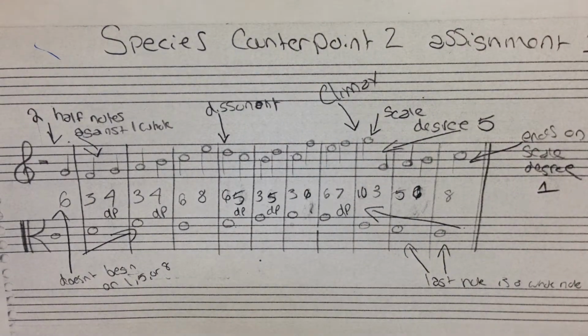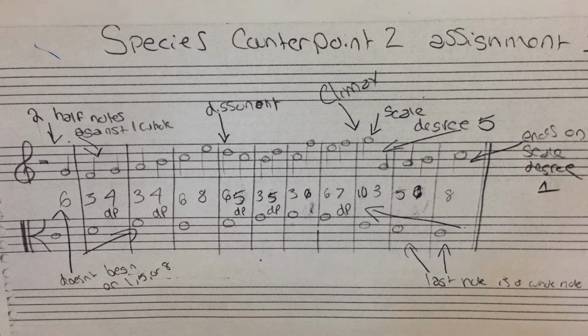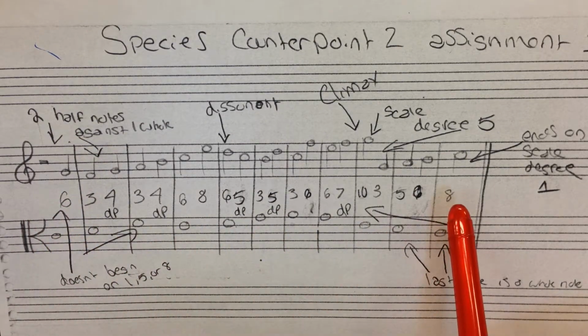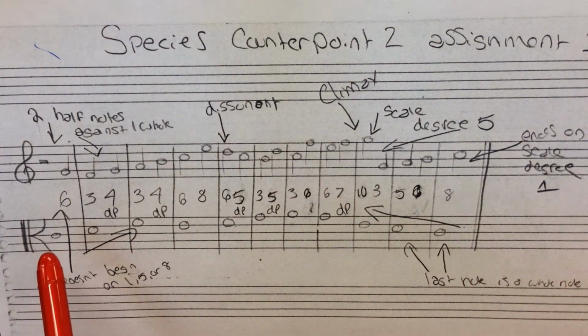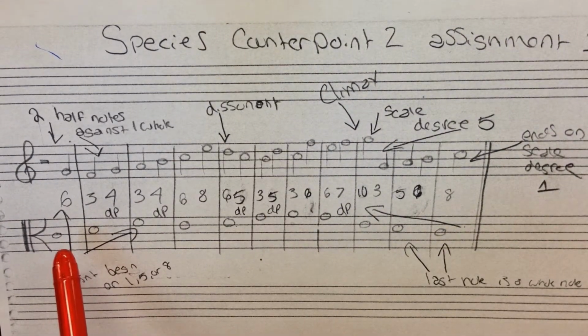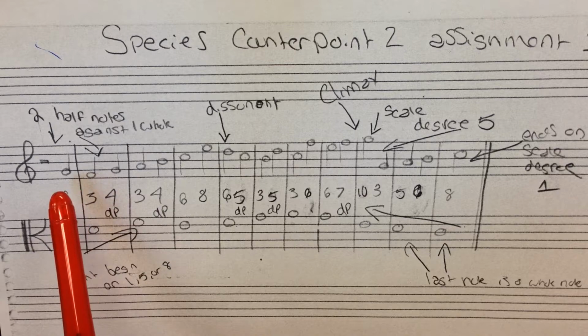Okay, music theory community, here's a very good example of student work in Species Counterpoint 2. We are in the key of C major, and this is the cantus that is provided. It's from Schechter and Salzer's Species Counterpoint book. And here's what the student wrote above.